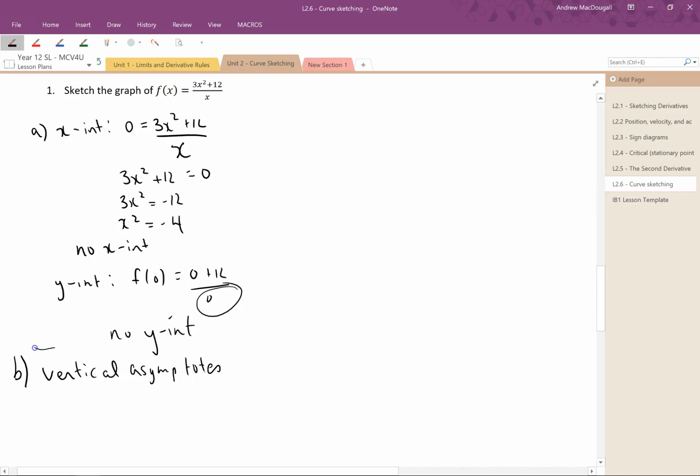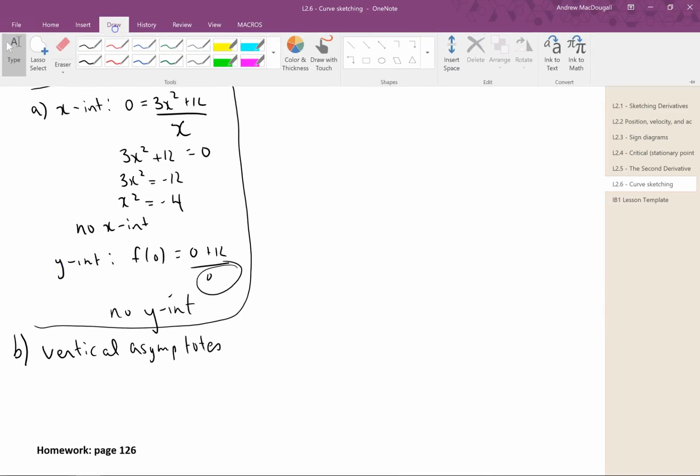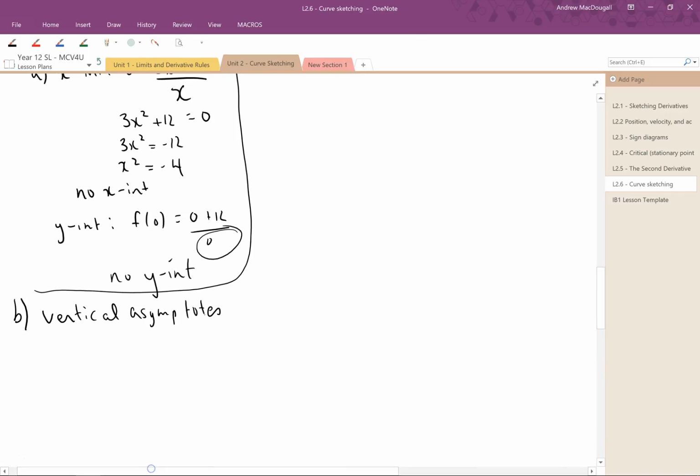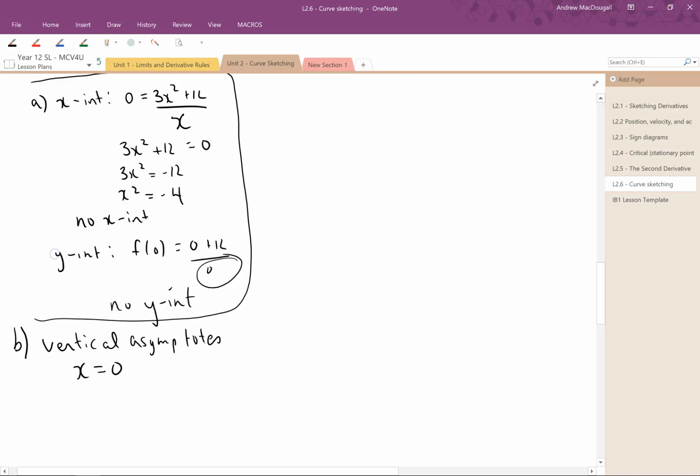You know what, I'm just going to box off all these separate pieces of information. Vertical asymptotes will occur when the denominator is 0. So let's set the denominator equal to 0. The denominator is just x. So when x equals 0, we have a vertical asymptote. What about horizontal asymptotes?